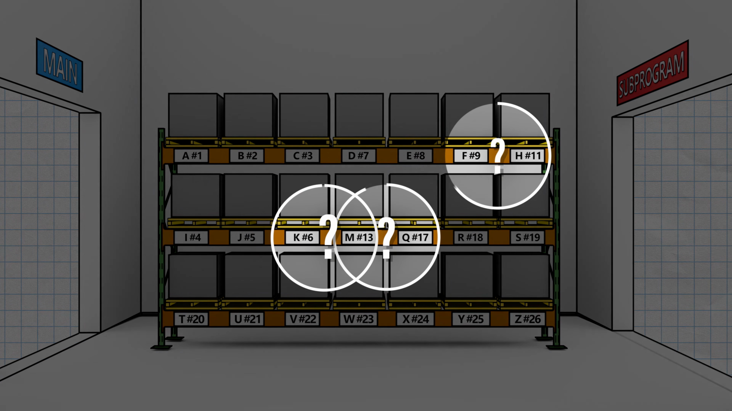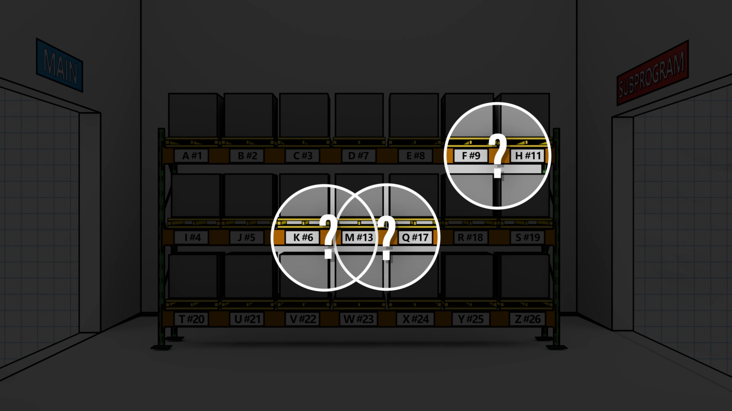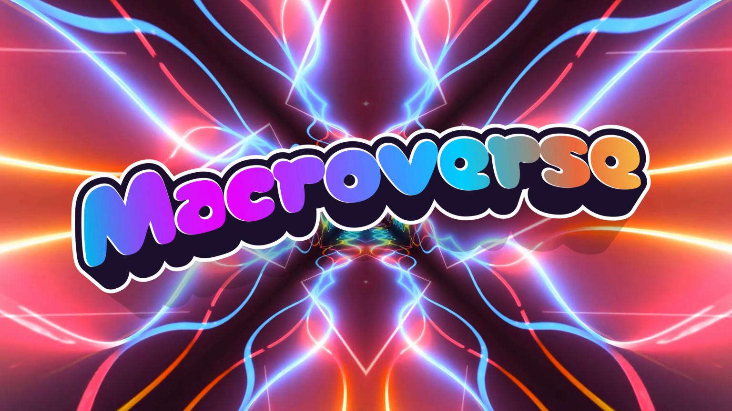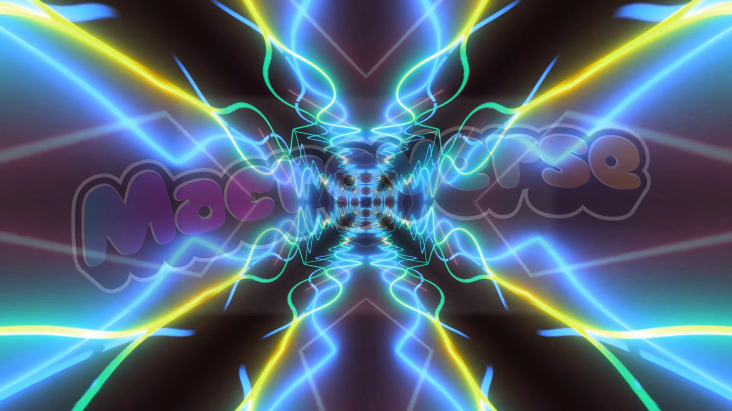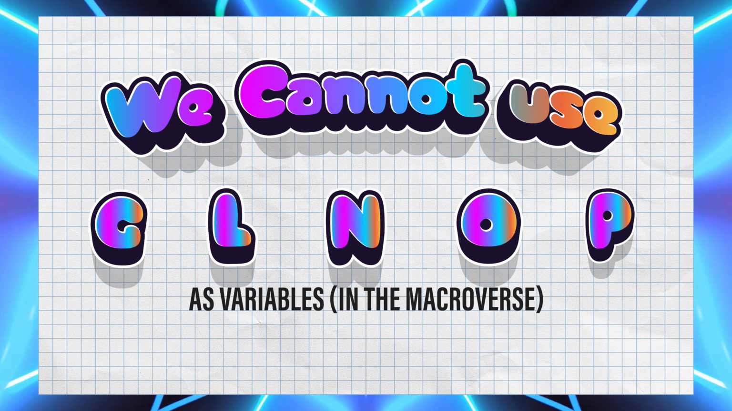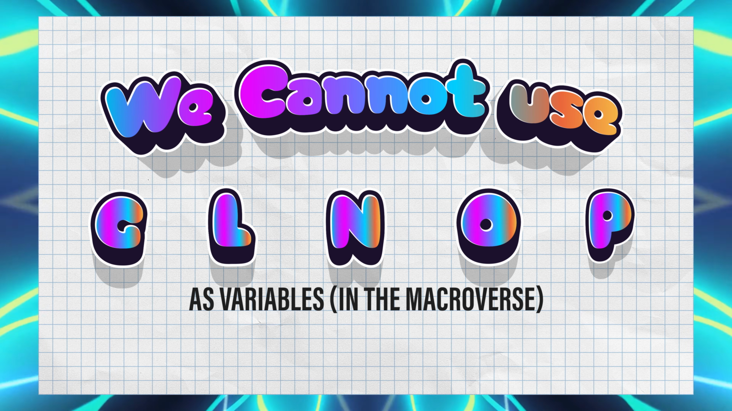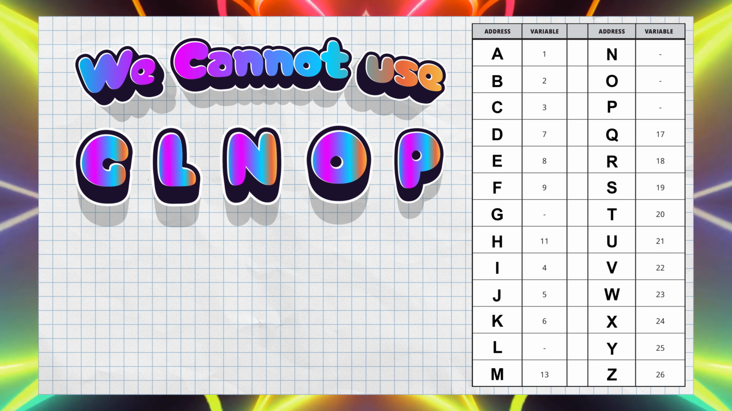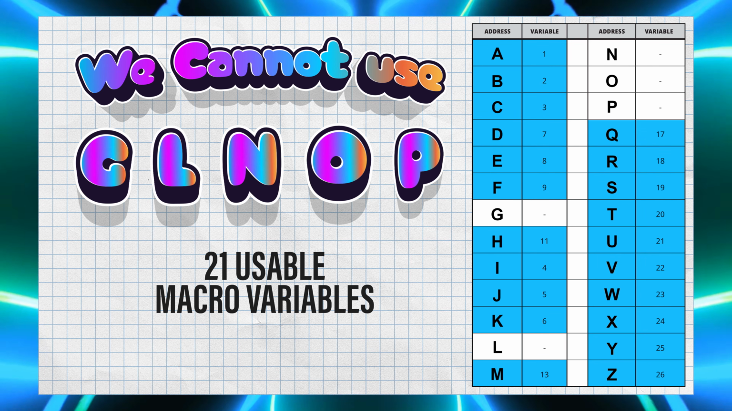Now, some of you eagle-eyed viewers, after having seen our local variable page and our alphabetic address table in the manual, are wondering why there are some gaps. There's some wonky things going on here that need to be explained. So let's go together into the macroverse where we explain some of this wonky behavior that we actually need to know. We cannot use letters G, L, N, O, or P as variables. That would create some conflicts. That's where these gaps are coming from. And it's only going to leave us with 21 usable local variables.